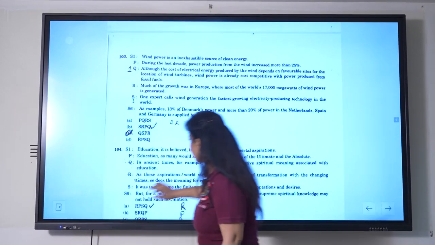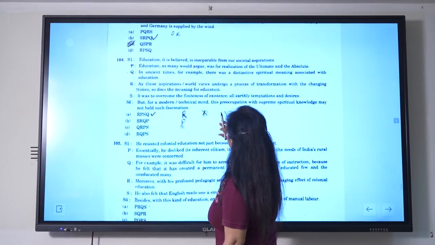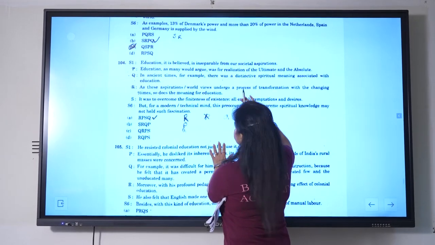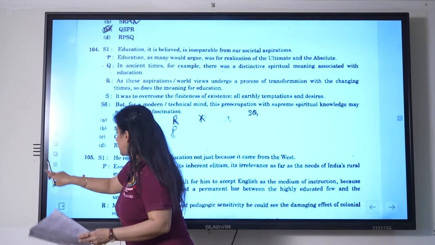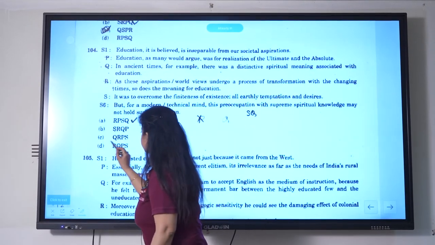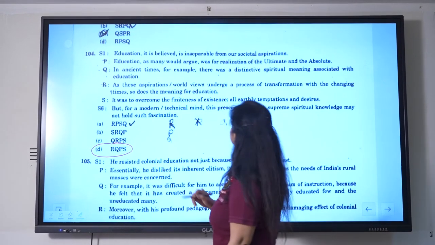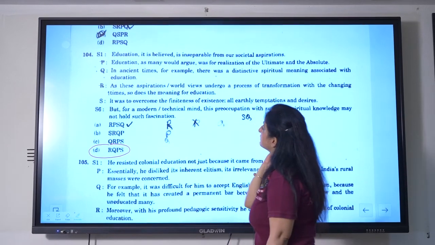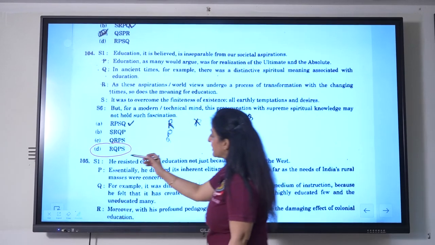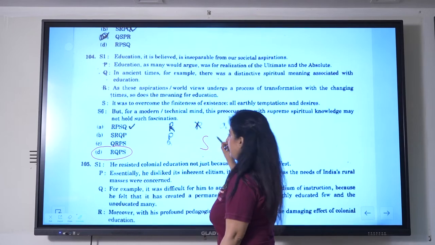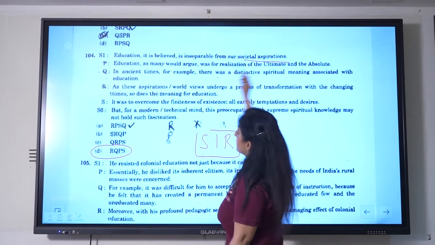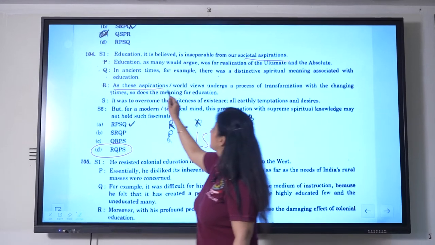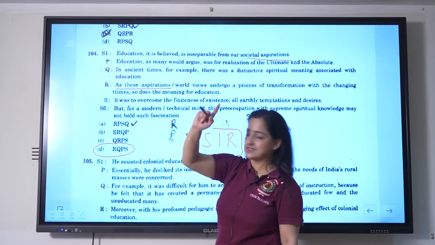Okay. Question 104. 104 delta is the answer. Aspirations. S1 and R both are talking about aspirations, societal aspirations, and then as these aspirations. So that's the connection.